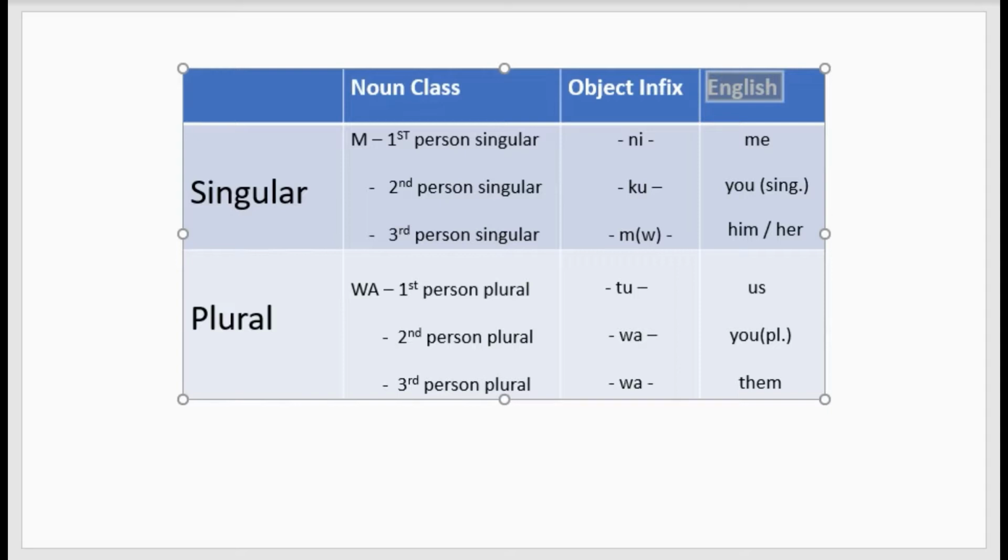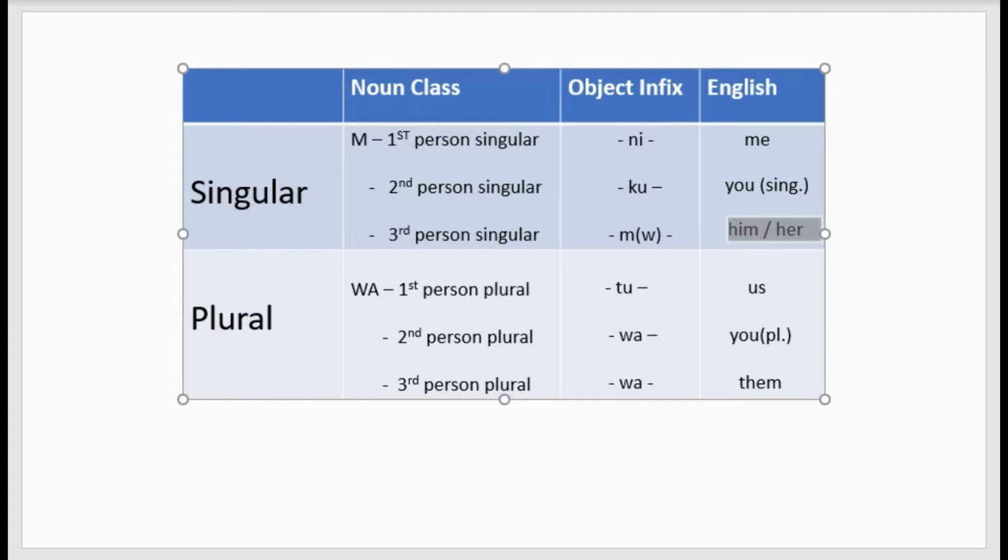Now for the first person singular noun class, we use the object infix ni, which means me. For the second person singular, we use the object infix ku, which means you. For the third person singular, we use m or wa, which in English means him or her.